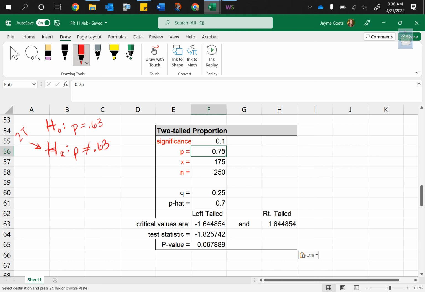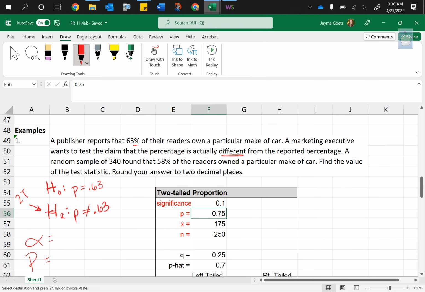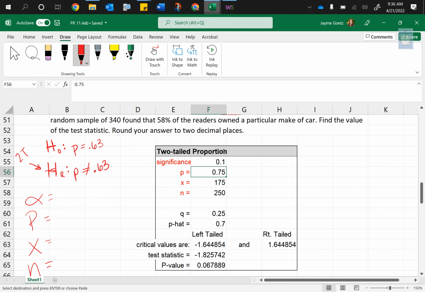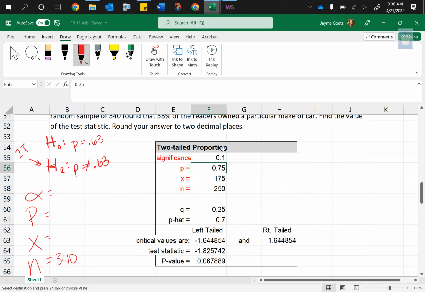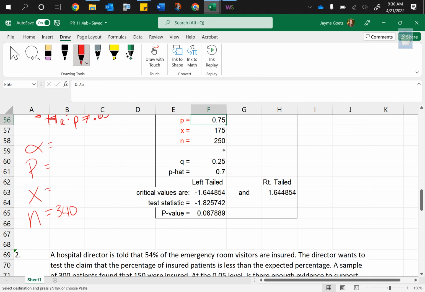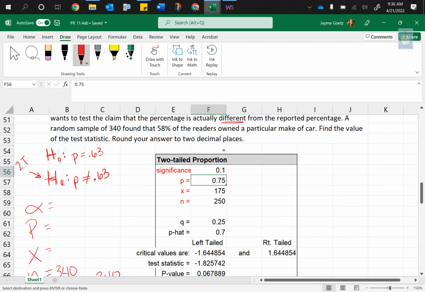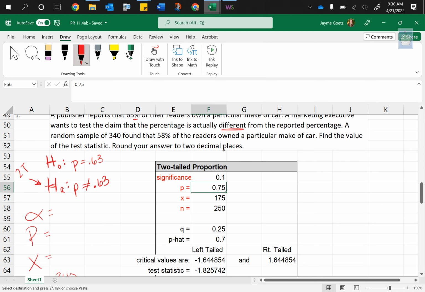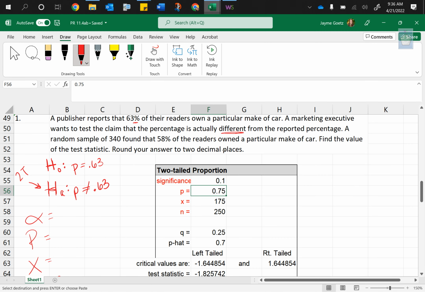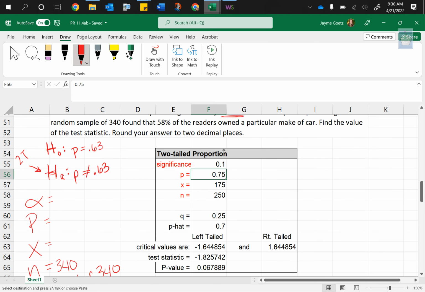Okay, so let's read through the problem and see if we can find the rest of the information. A random sample of 340, what would that go in for? N, very good. Found that 58% of the readers owned a particular make of car. I'm just going to jot that down. 58% of the readers, so of the sample of 340, owned that particular make of car. Find the value of the test statistic, round your answer to 2 decimal places. So, what is my p-value? Did we figure that out anywhere?